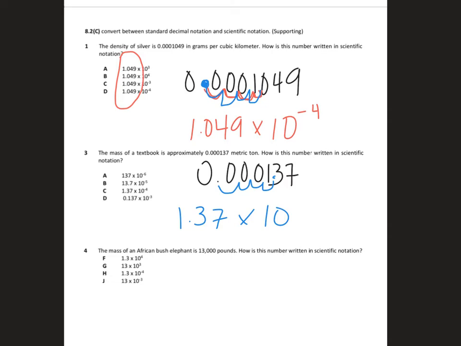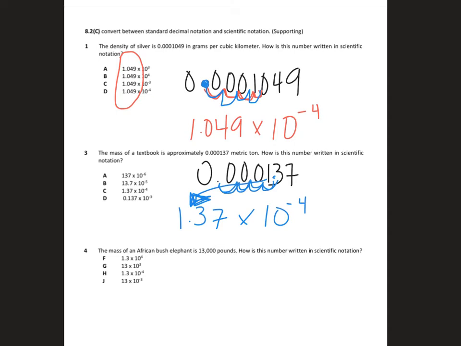And then remember, our exponent is going to be negative, because when we went from this number to this number, it got bigger, right? So it means that we're dividing, or we're multiplying by a negative exponent. So that's 1, 2, 3, 4 powers of 10, which is going to be -4. Last but not least, the mass of an African bush elephant is 13,000 pounds.